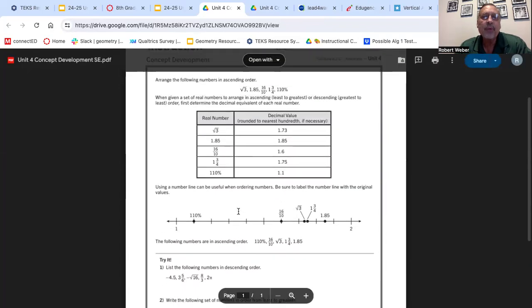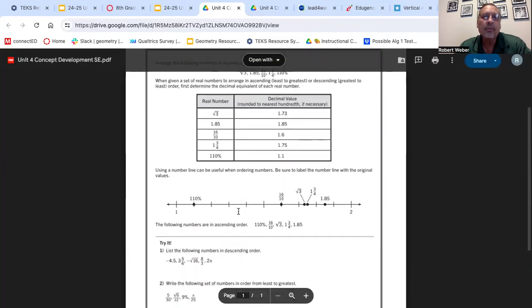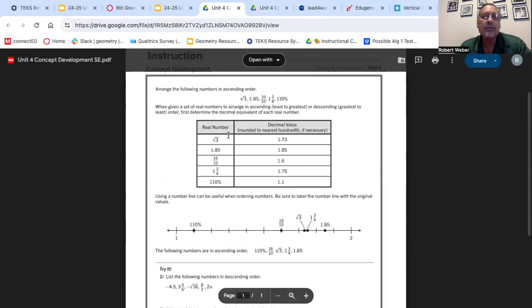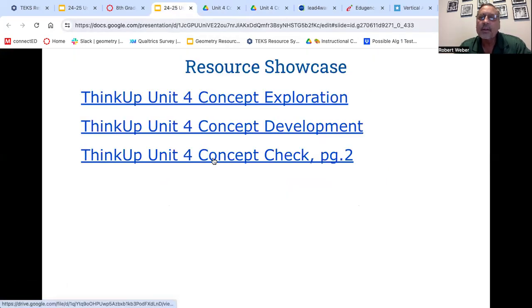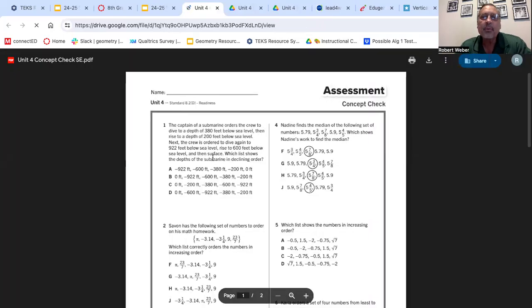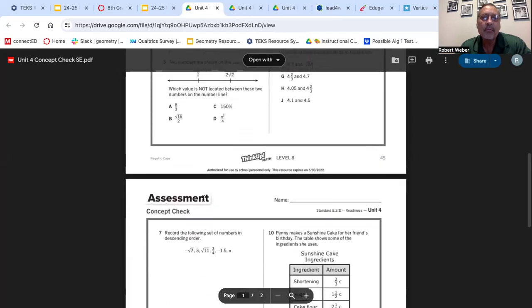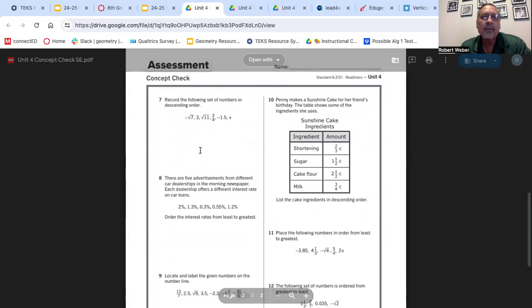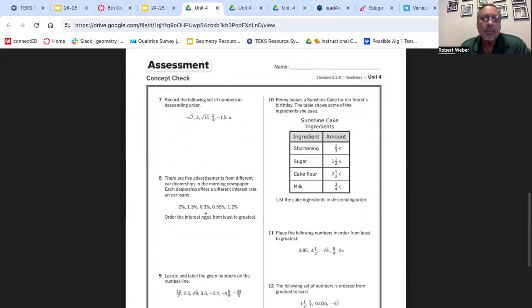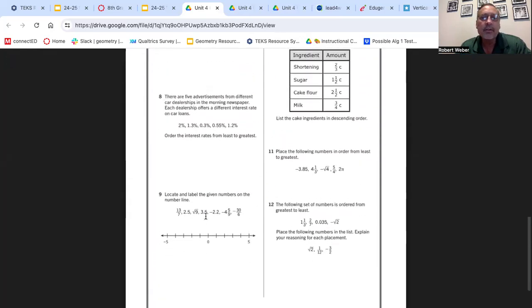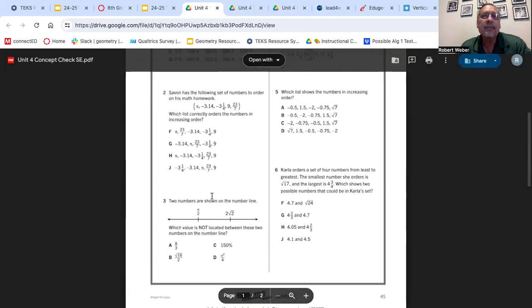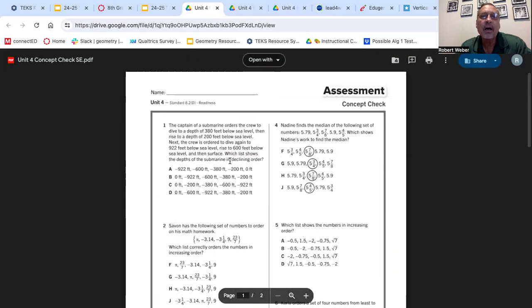You could actually teach right off of this document and use this as your modeling problem that you show the kids. And then, of course, it finishes with a concept check, which is kind of your check for understanding. So I really like the completeness of this. Concept check, you can see, is multiple choice. And then you've got some being able to do things on the second part of this. So good stuff. ThinkUp does a nice job with their preparation.